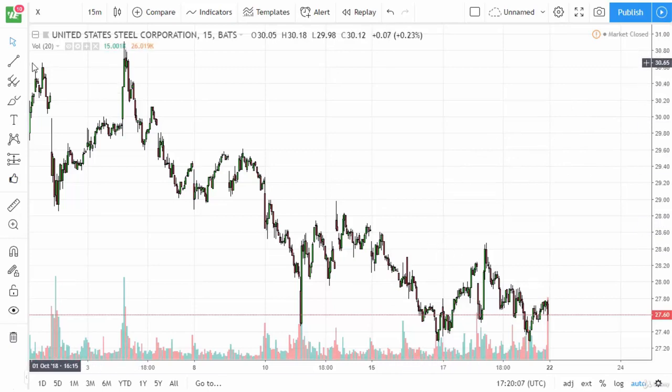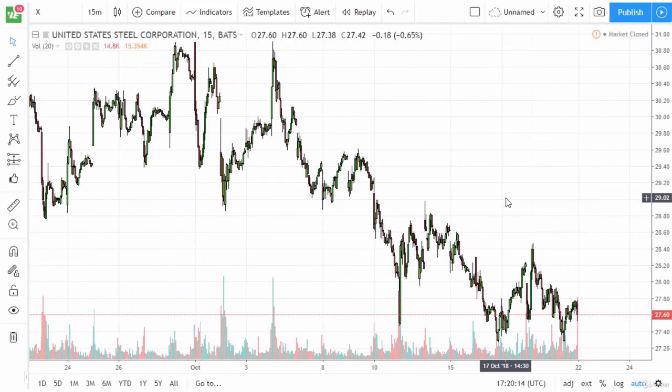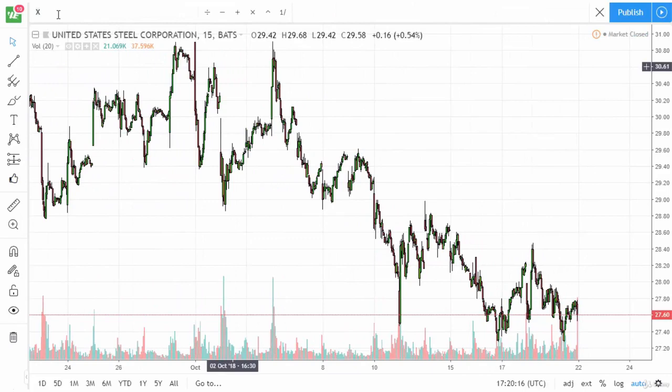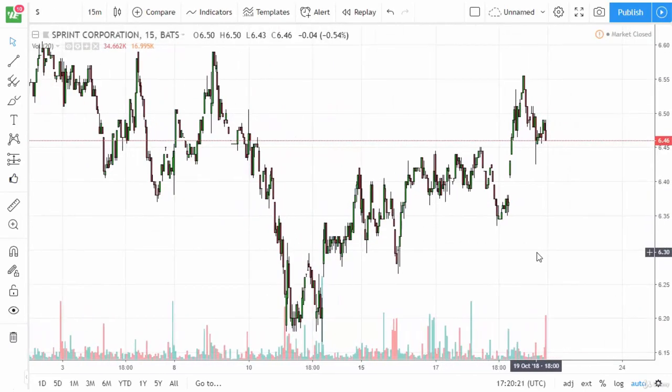Channel trading is a little bit different in the sense that, for myself, I think it's a little riskier because you're playing both up and down trend.